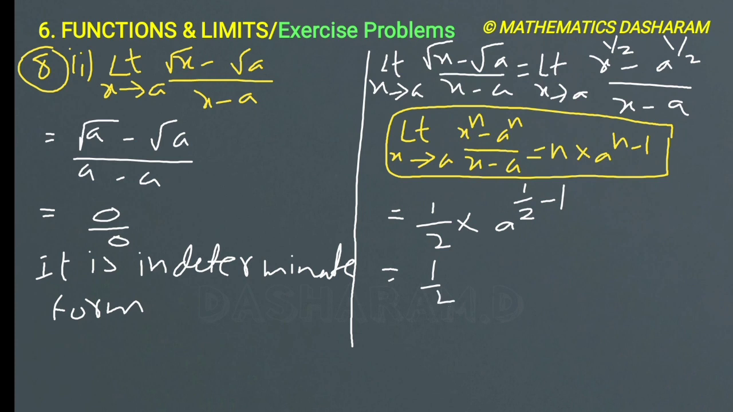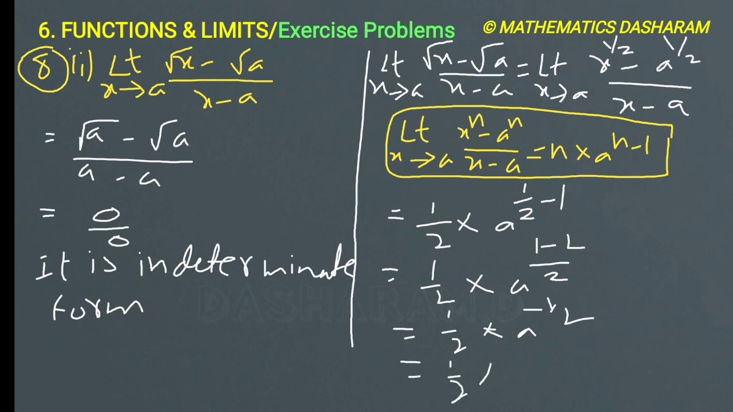So 1 by 2 into a to the power of, here LCM is 2, 1 minus 2. So 1 by 2 into a to the power of minus 1 by 2, which is a negative power. So we can convert it into a positive power, that is 1 by a to the power of 1 by 2. So its answer is 1 by 2 into under root a.